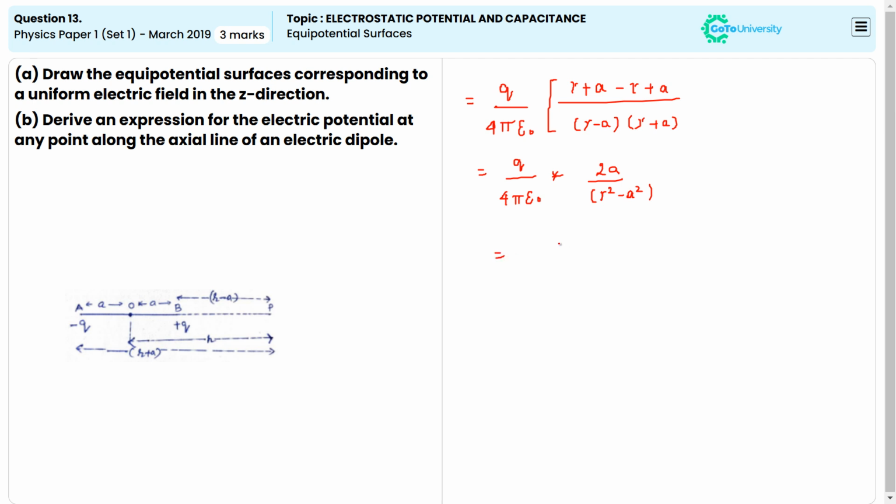We'll get the value Q times 2A upon 4 pi epsilon naught times R square minus A square. Then we can write it as 1 upon 4 pi epsilon naught times P divided by R square minus A square.